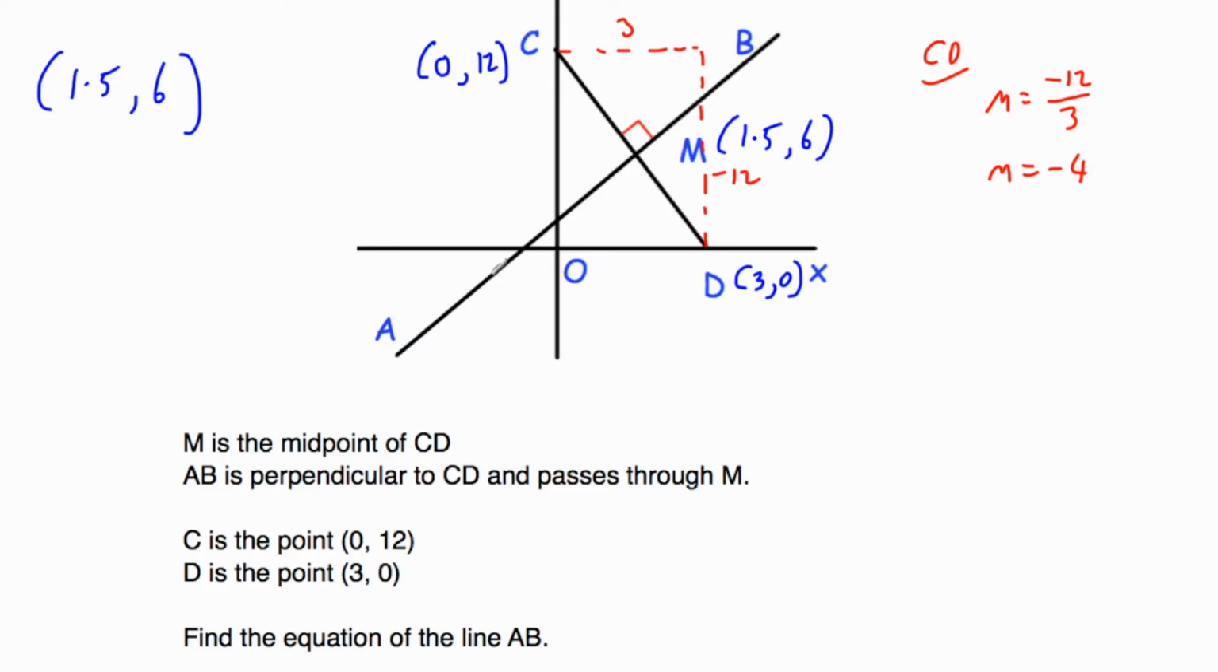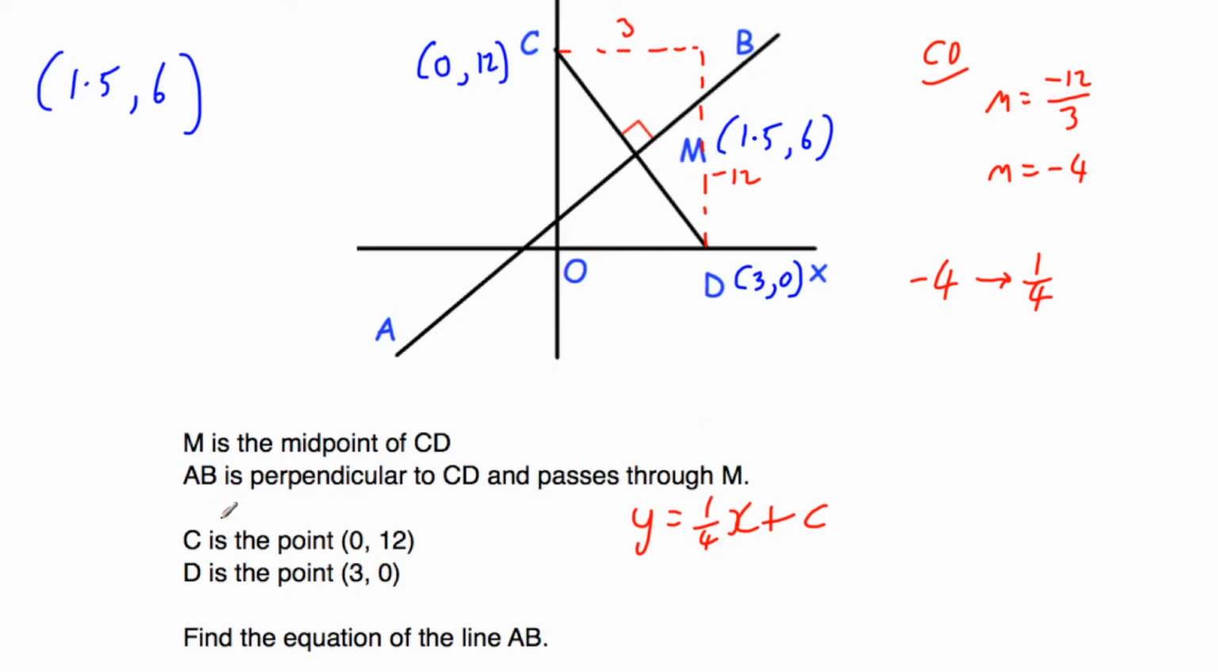Now let's find the gradient of AB, because we're trying to find its equation. It's going to be the negative reciprocal. The gradient is negative, so the negative reciprocal will be positive, and the reciprocal of 4 is a quarter. So the gradient of AB is a quarter. That means the equation of the line AB will be y equals a quarter x plus c, and we just need to find c, where it crosses the y-axis. Now we need a point that it goes through.